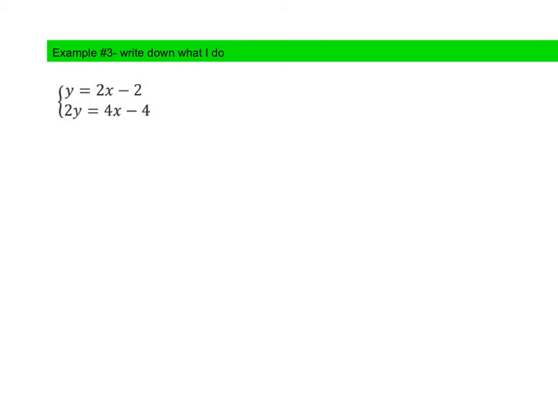All right, for example number 3, the first thing I want to do is make sure everything is lined up. And it looks like everything is lined up. I have my y's, my x's, and my numbers. I'm going to change this a little bit. I want this to say 1y because this should be a 1. I'm just going to rewrite it really quickly.